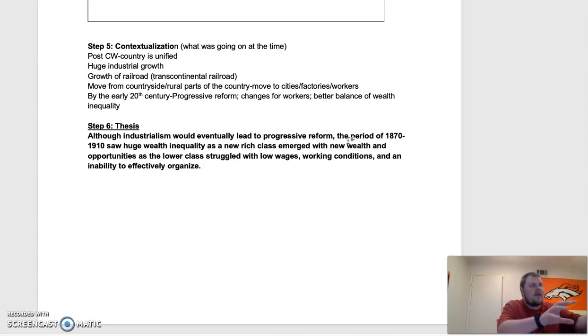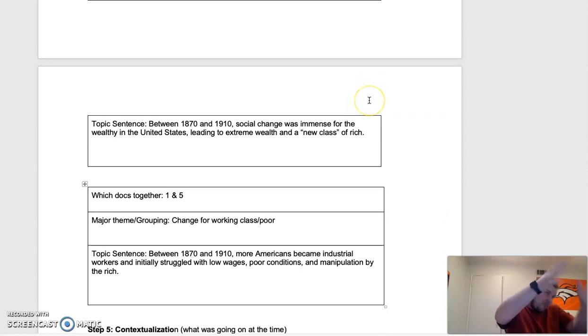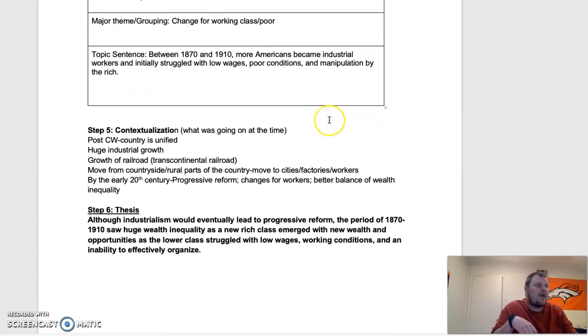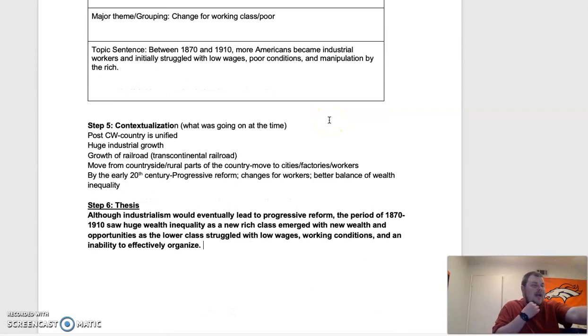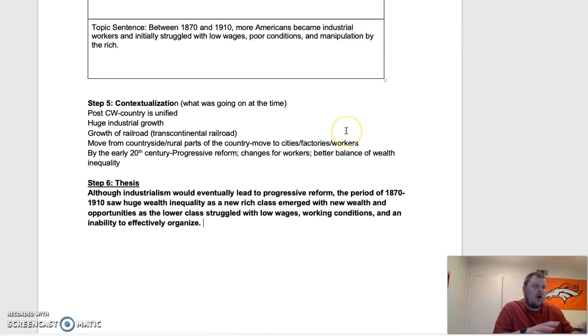And again, if I look here at what I've done, I have huge wealth inequality for the new rich class that emerges with new wealth and opportunities. Well, that's my first paragraph right there. So that's going to perfectly lead into my first body paragraph. And then my lower class struggling with low wages, working conditions, and an inability to effectively organize, that's going to be my second body paragraph. It's right there. It's already done. So already the reader knows where I'm going here, and they're going to see if I'm going to be able to support myself. So again, it takes a little bit of time to put this stuff together.